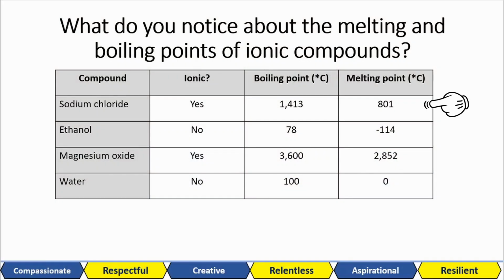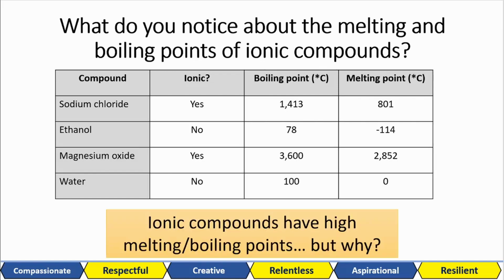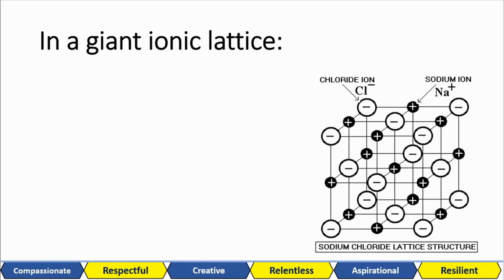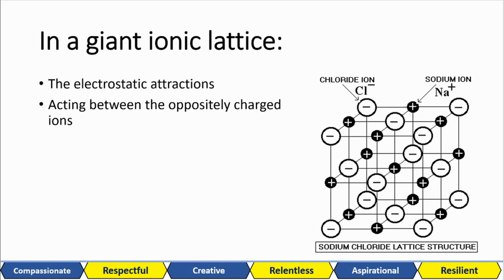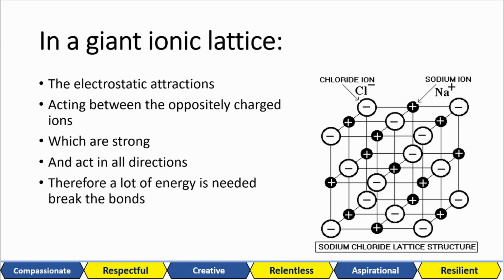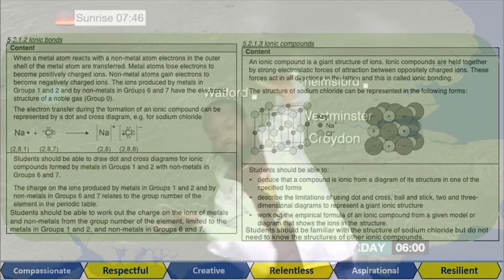Sodium chloride and magnesium oxide are the ionic compounds here, and they have very high melting points and boiling points. And here is why. This is a perfect answer to a question asking you about why ionic compounds have high melting and boiling points. Firstly, the electrostatic attractions are acting between oppositely charged ions, and these are strong and acting in all directions. Therefore, a lot of energy is needed to break the bonds, leading to high melting points and boiling points.